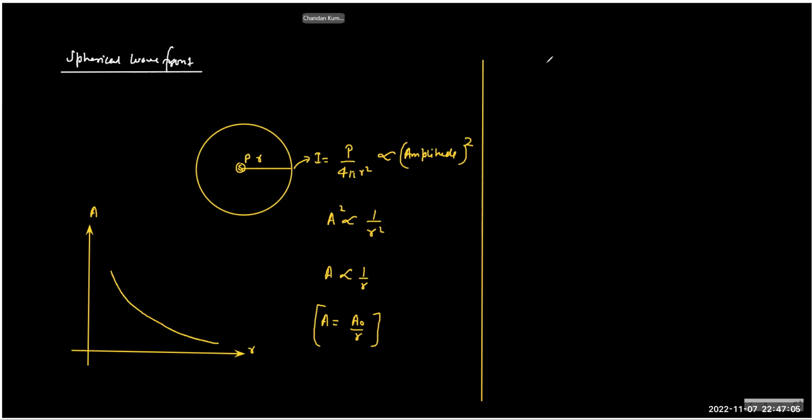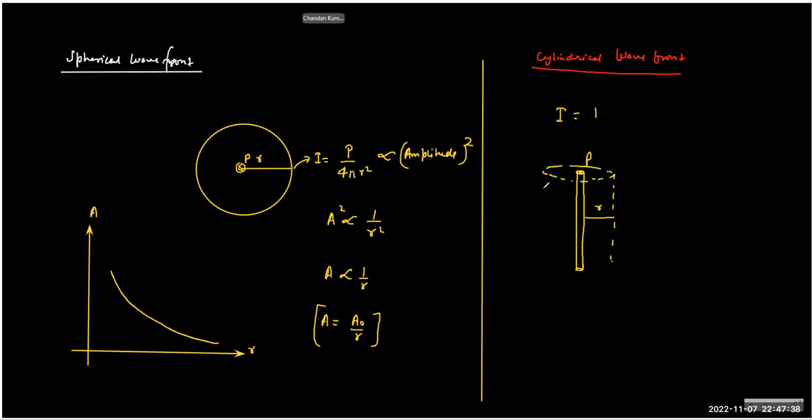The next is called the cylindrical wavefront, and I hope you can guess the relation. For a cylindrical wavefront, will the intensity be the same? No. If we have a source of power P, and you go r distance away, this is your wavefront. On what area will the energy spread, if the length is L? 2 pi r L. So intensity here will be power upon 2 pi r L. This is proportional to A square. So A square is proportional to 1 by r.